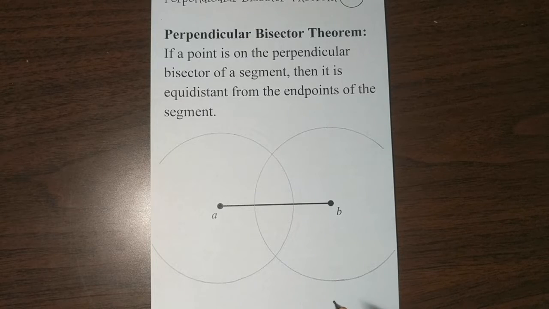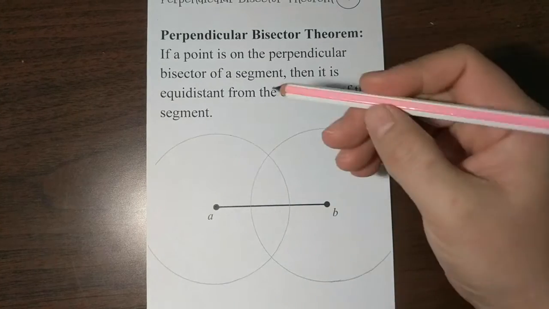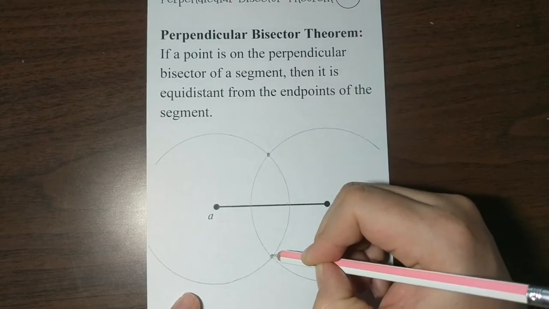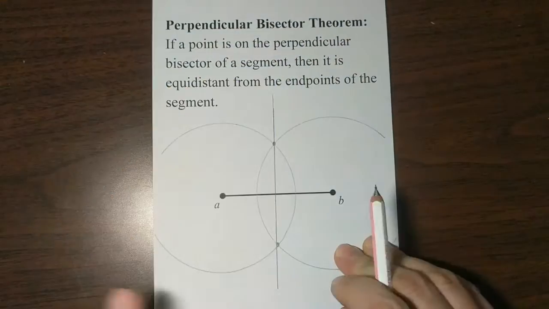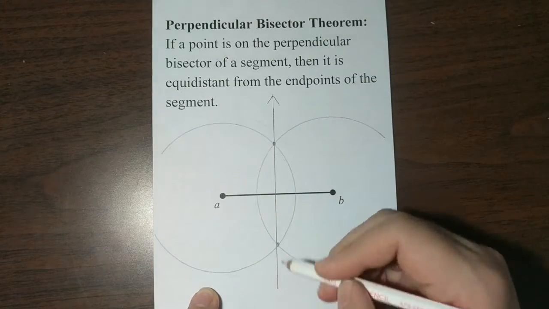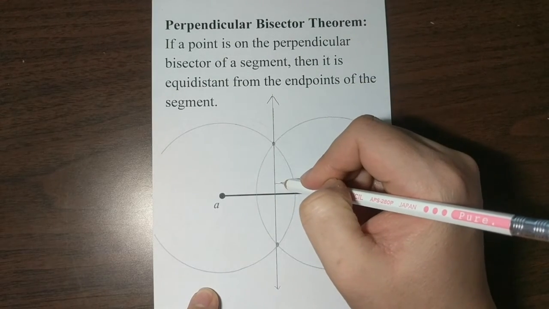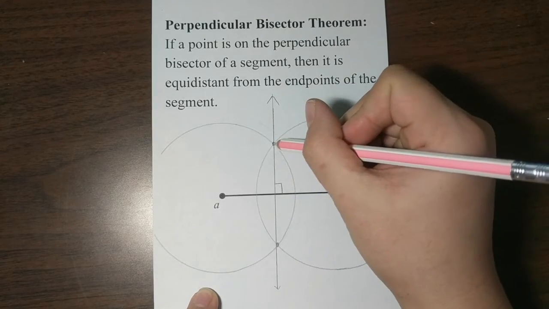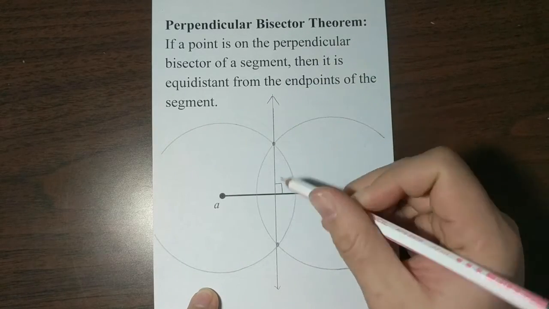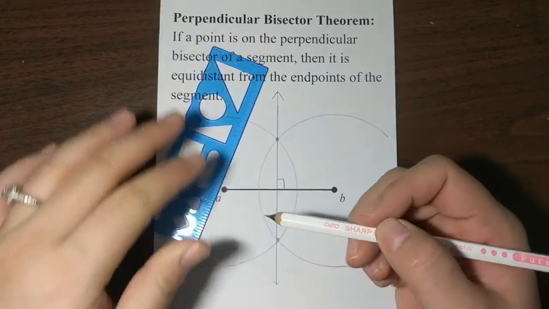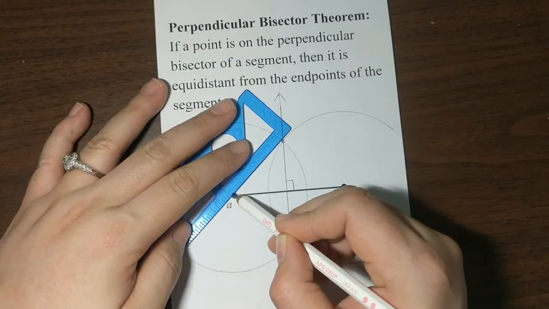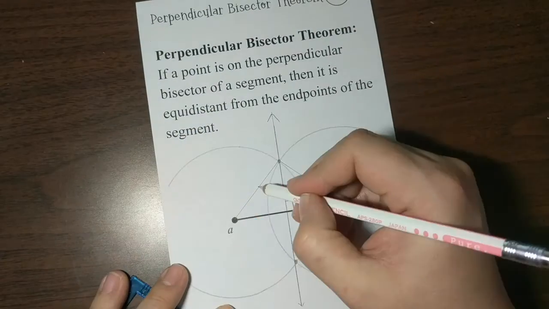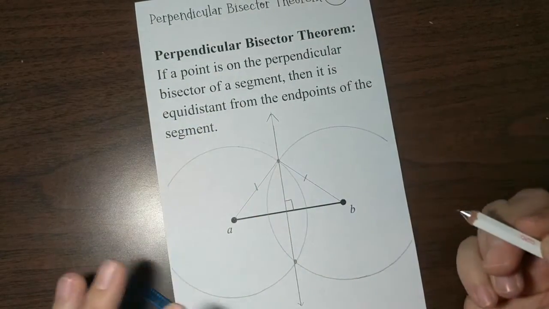Now I can use a straight edge or a ruler to connect this point and this point. Then this line here is perpendicular to AB. Also, any point on this line is the same distance, for example, here, same distance from A as it is to B. This is the same as this, congruent.